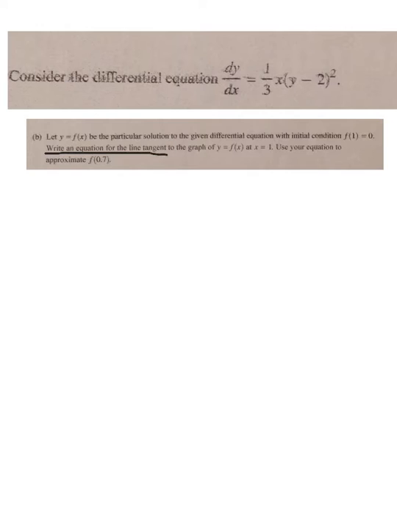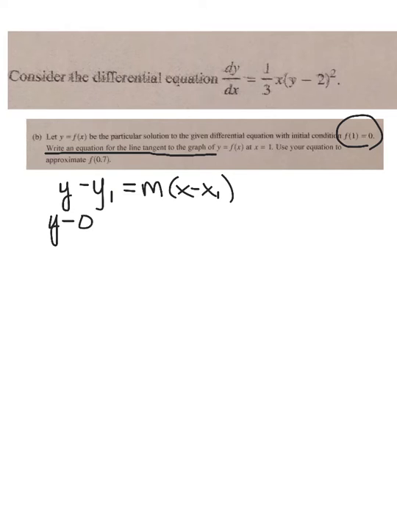All right, so part B says to write an equation for the line tangent to the graph. So we know what that means. I hope you know what that means at this point. So we've got y minus y1 equals m times x minus x1. And they were so nice to you, they actually gave you that point. So then we know that we've got y minus 0 equals m times x minus 1.